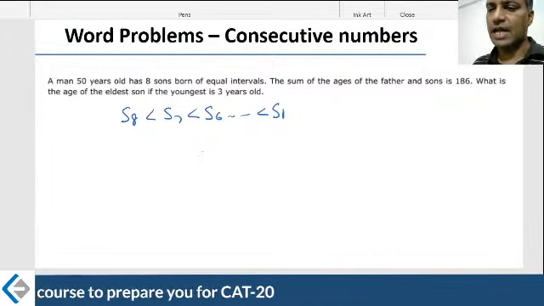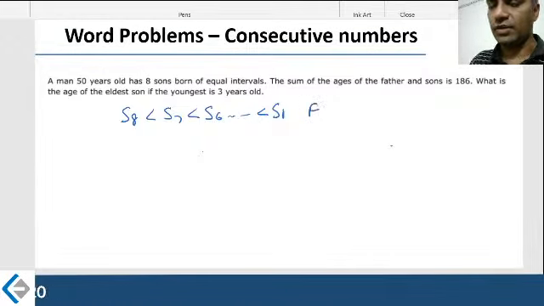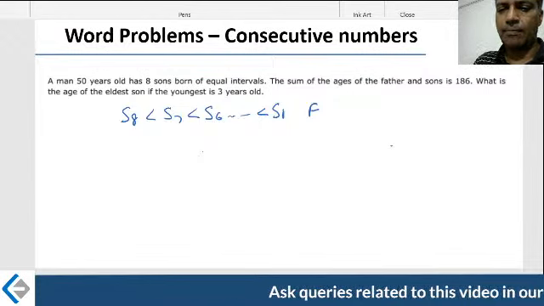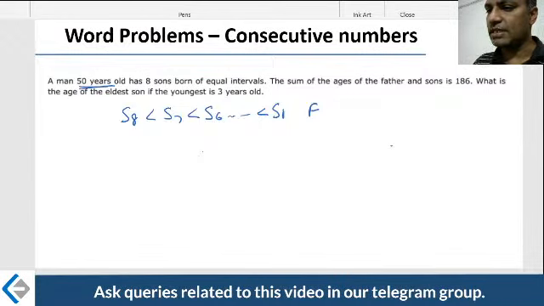There are 8 sons and there is a father. What is given to me? He said that the man is 50 years old.